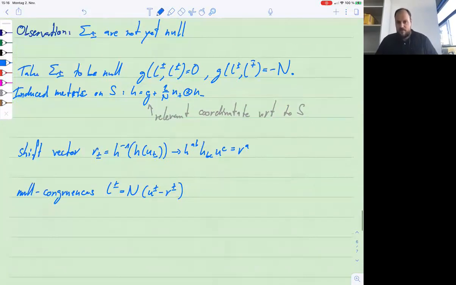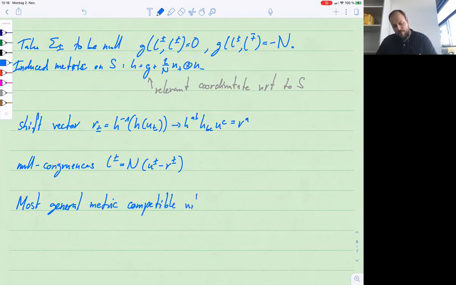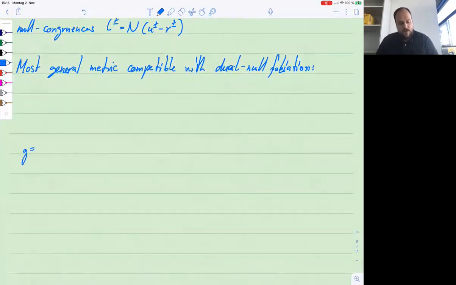And now we can write the metric in the general form. So now we have the most general metric compatible with the double null foliation. Okay, so this is kind of exciting because it is super cool.